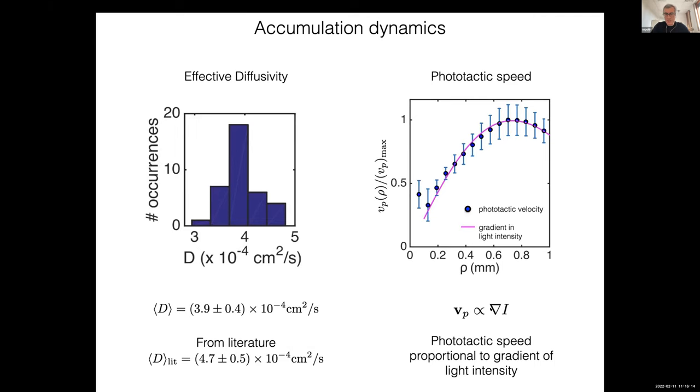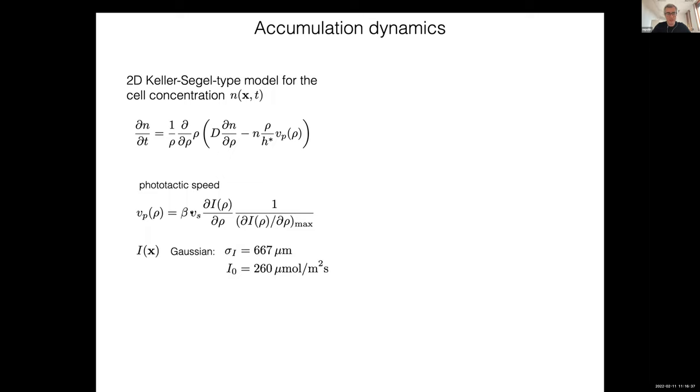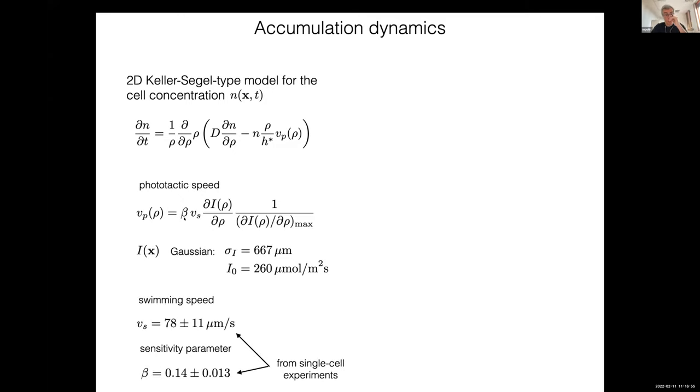By doing this, the first thing that comes to mind is to put together the diffusivity and the drift into what is essentially a chemotaxis-to-light model. This is a 2D Keller-Segel type model where the accumulation of the cells depends on the balance between diffusive flux and an advective flux. The advective flux depends on the local phototactic speed, which depends on, and is proportional to, the gradient in light intensity, with a proportionality factor that depends on the swimming speed of the cells and this parameter beta, which we call the phototactic sensitivity.